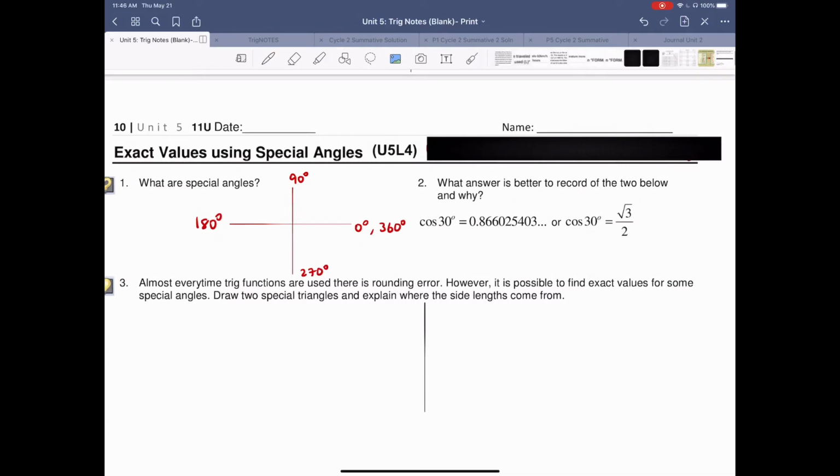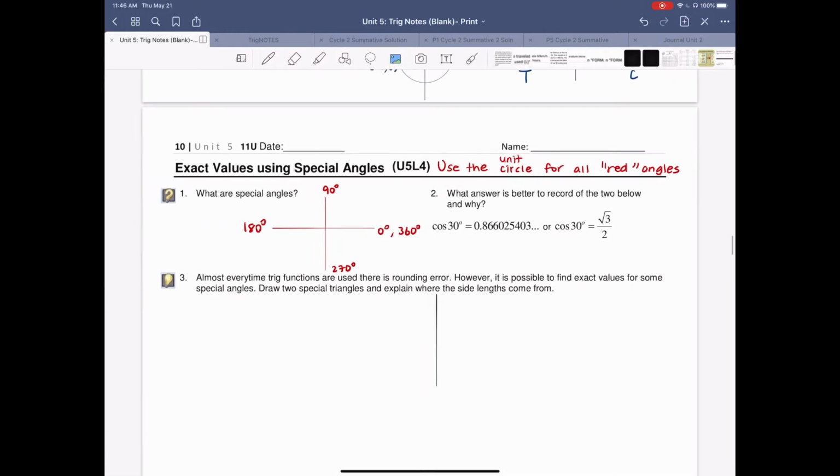And I have it written right here. So use a unit circle for all the red angles. And we're familiar with that from the previous lessons, right? The part that is new is that we're going to introduce some special triangles. By introducing special triangles, we're able to represent angles as exact values while the calculator won't be able to do it the same way.